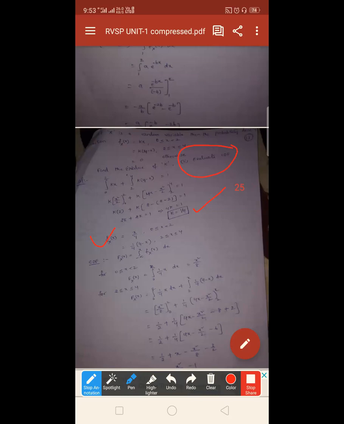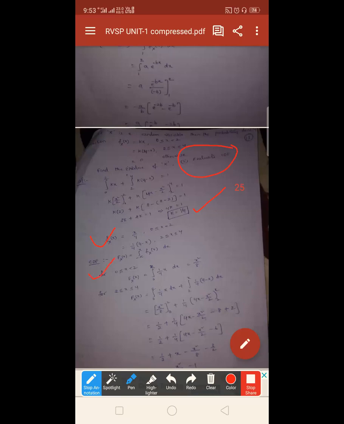What are the limits of integration now? Here in the given data, two ranges are given for you. The first range is 0 to 2. The second range is 2 to 4. Isn't it? So the first range is 0 to 2, and the second range is 2 to 4.